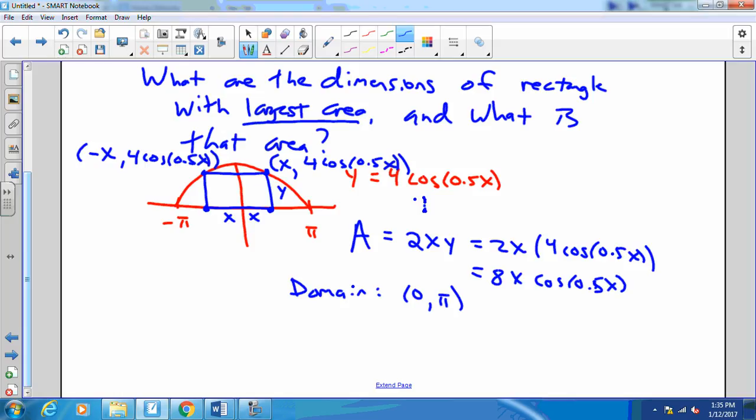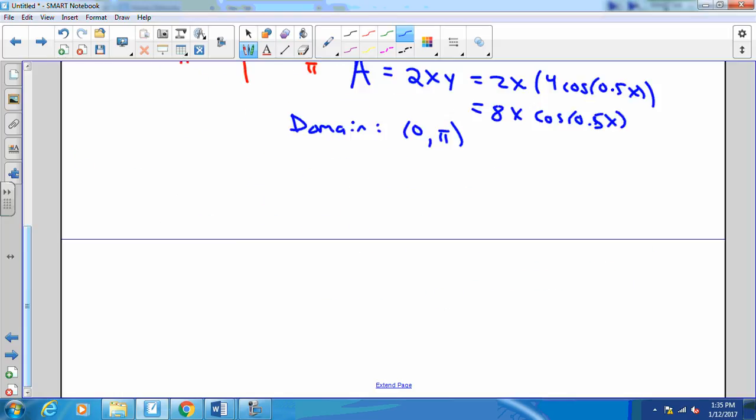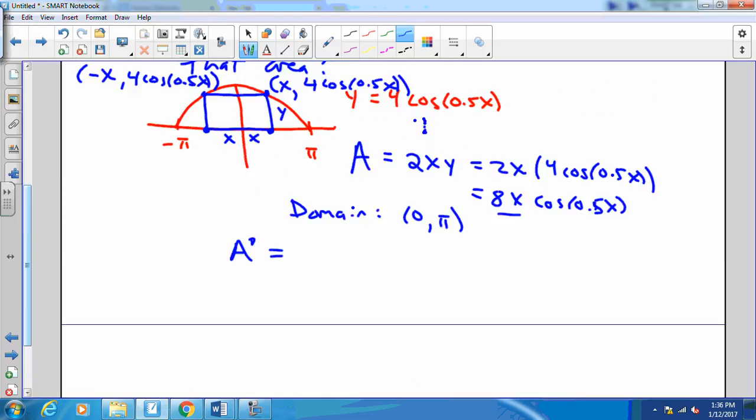And visualizing it, it seems pretty clear that if x is 0 or close to it, my rectangle will have 0 area. And if x is pi or close to it, my rectangle will have 0 area. And somewhere in between is the max. So that suggests that a critical point argument from the sign of A prime is probably a good idea. All right, so I need a critical point, and I compute A prime using my product rule. First times the derivative of the second. Don't forget outside and inside. Plus the second times the derivative of the first.